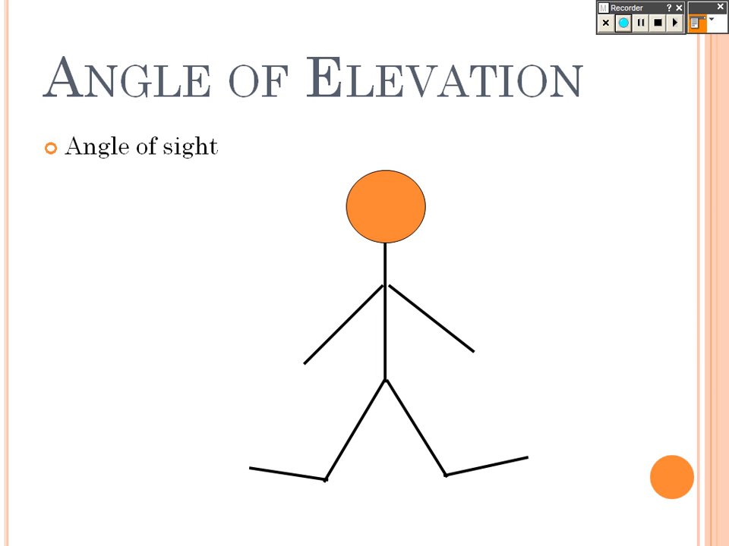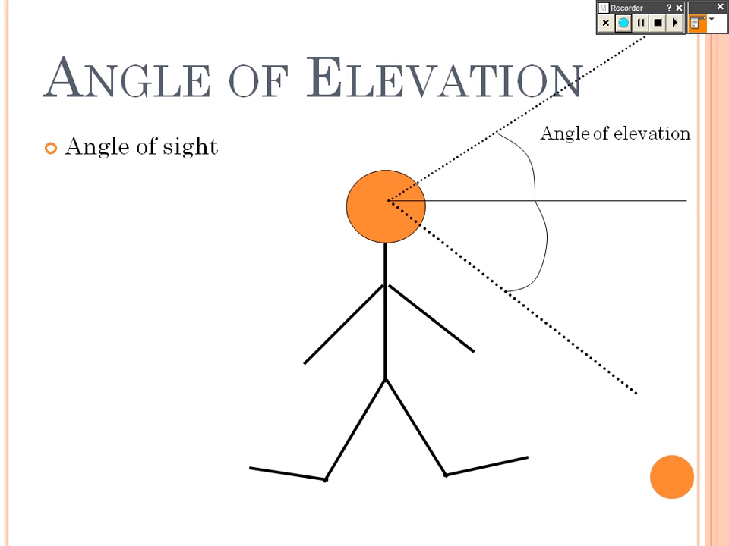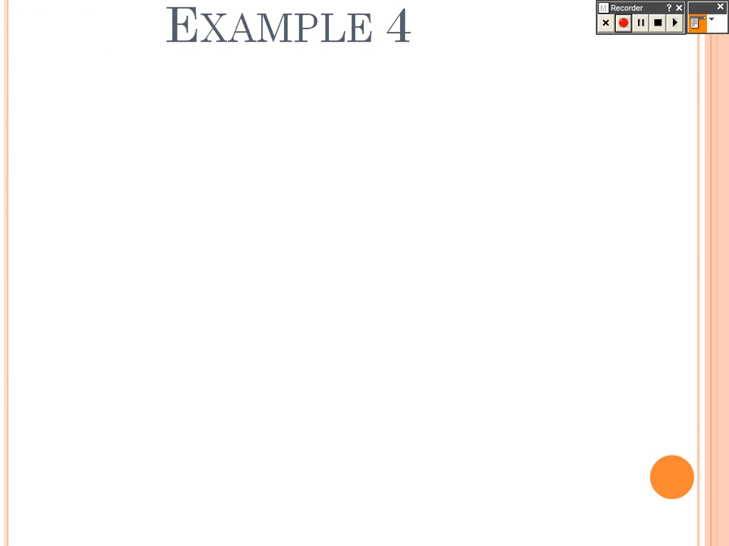Angle of elevation is your angle of sight. So here I am looking at something straight on. So going up, that's the angle of elevation: from level, looking straight, and then up. Looking down, however, is your angle of depression. When you're depressed, you hang your head low, so that's your angle going down. Angle of elevation is going up, so keep that in mind.